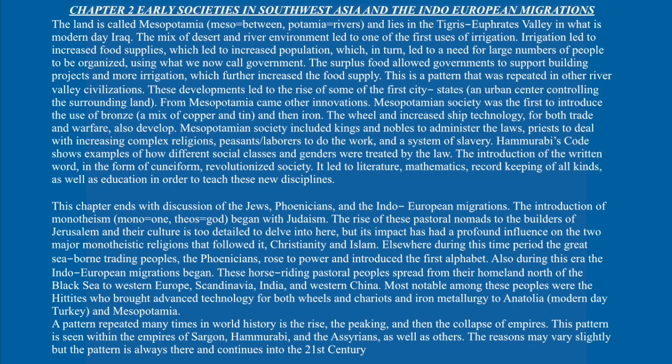Also during this era, the Indo-European migrations began. These horse-riding pastoral people spread from their homeland north of the Black Sea to Western Europe, Scandinavia, India, and Western China. Most notable among these peoples were the Hittites, who brought advanced technology for both wheels and chariots and iron metallurgy to Anatolia, modern-day Turkey, and Mesopotamia.